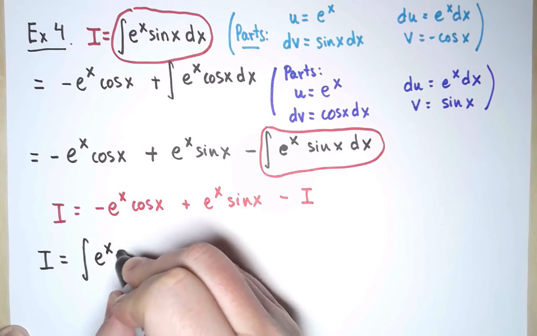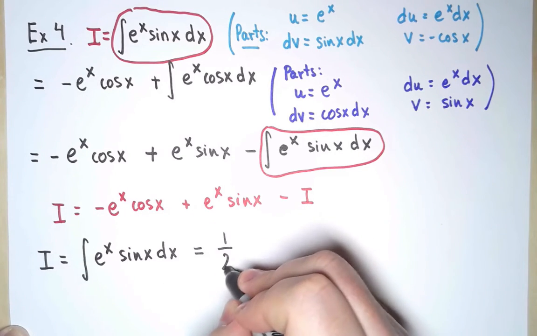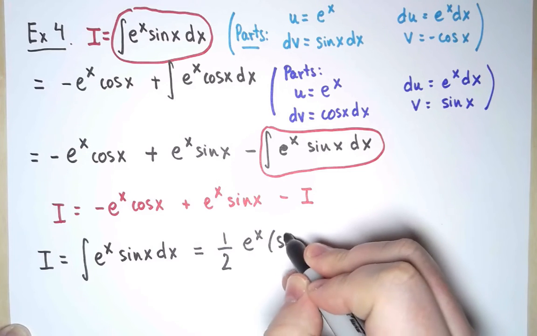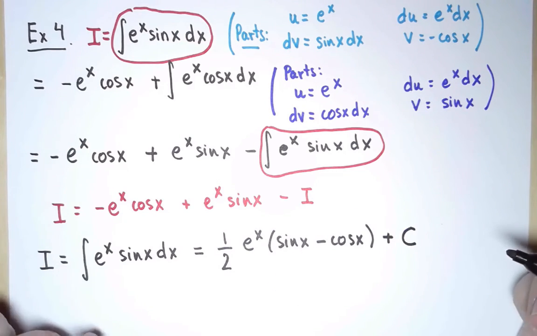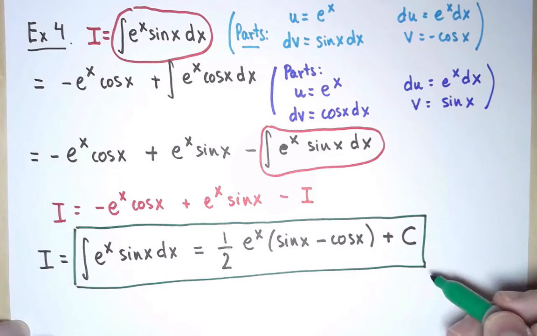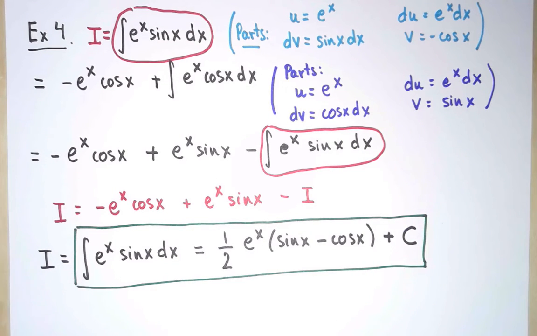So the integral I was looking for was 1/2 of e to the x times sine of x minus cosine of x plus an integration constant. Nice, isn't it? If you're skeptical, you can verify this result. You can take this function, compute its derivative, and you will get back e to the x sine x.